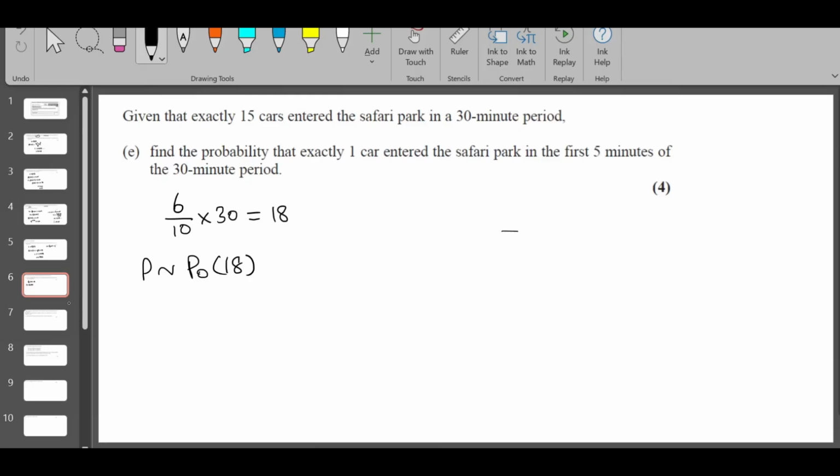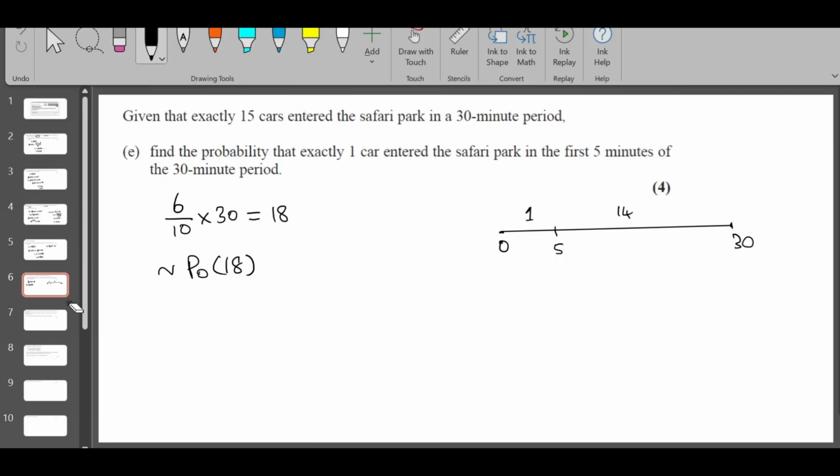You need to understand the question. This is 0 to 30, a 30-minute interval. There's a 5 here. A total of 15 cars entered, right? But the condition is that one car entered here and the remaining 14 cars here. Exactly one car in the 5-minute interval. We can write this as a conditional probability.